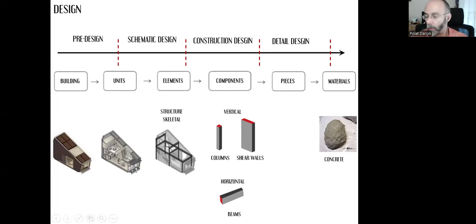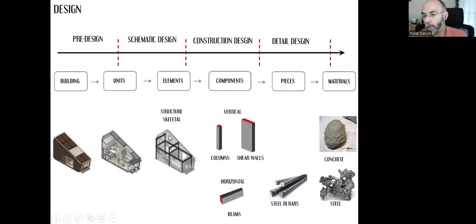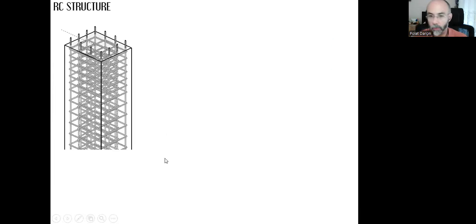We can use, as we learned last time, concrete and we can have steel and cast them into these steel reinforcement bars. And when we combine concrete and steel together, we can have reinforced concrete as the material. And we can create all these vertical and horizontal components out of reinforced concrete.